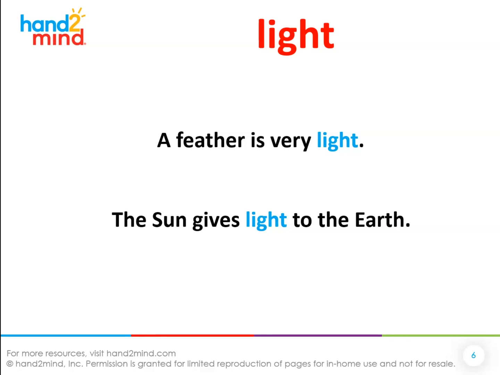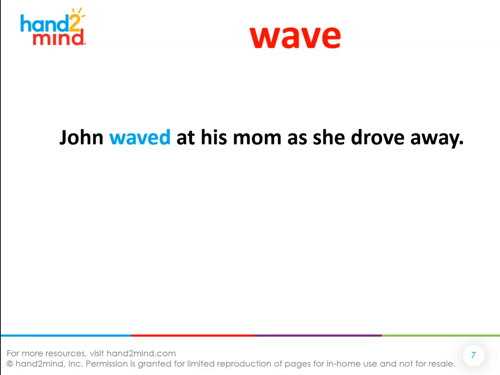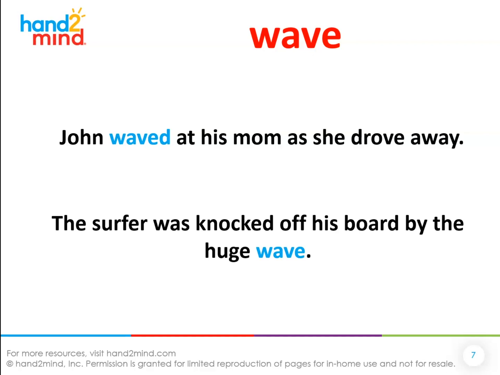Let's look at our last homonym. Wave is a homonym. We're going to look at two different sentences and see how wave has different meanings in each sentence. John waved at his mom as she drove away. The surfer was knocked off his board by the huge wave. I'm going to give you a few seconds, and I want you to think about what the word wave means in the first sentence, what the word wave means in the second sentence, and how they're different.